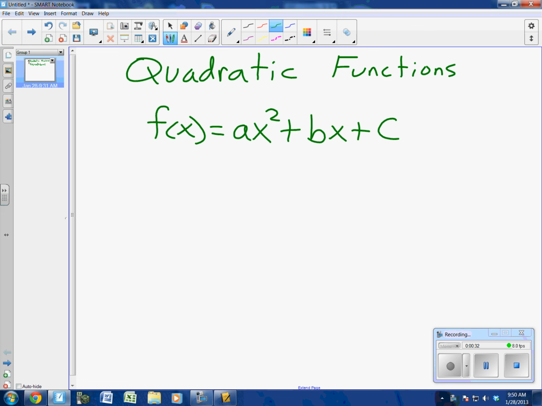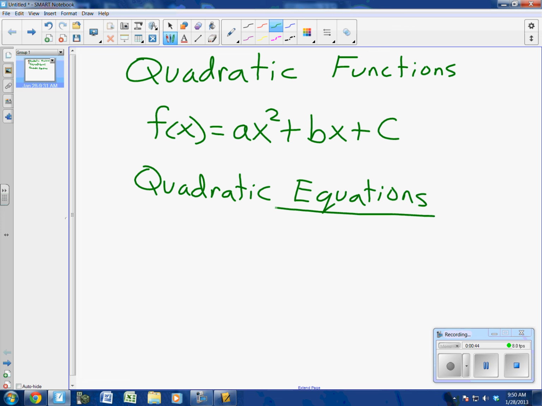And then we've learned about quadratic equations. Usually when we talk about quadratic equations, we're talking about something in this form right here. What is the difference between those two things? I want everybody to tell your shoulder partner, what is the difference between a quadratic function and a quadratic equation? All you have to do is look at it and be able to tell what the difference is. Okay, tell your partner. I'm going to give you 15 seconds.